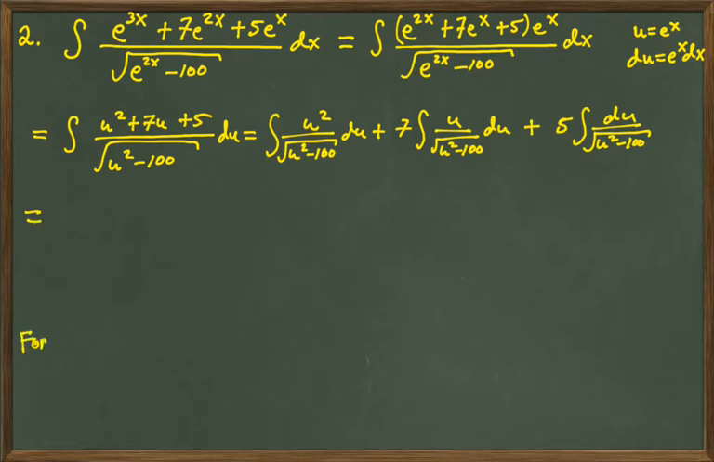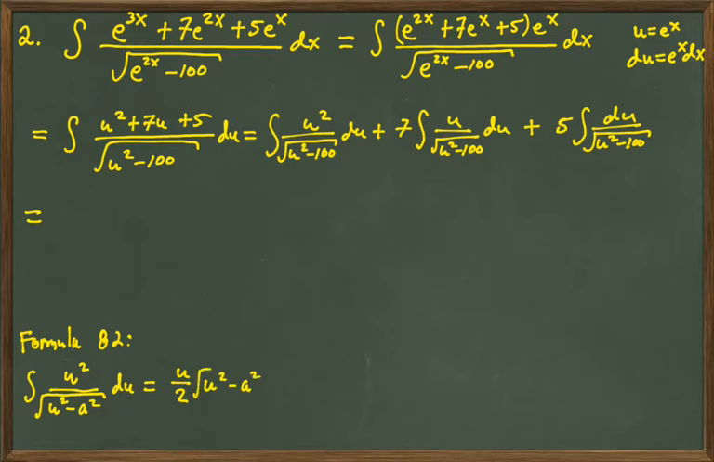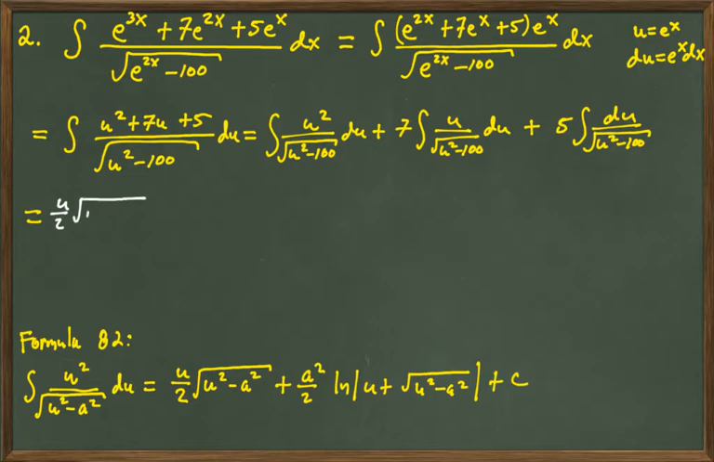One of the formulas I looked up is formula 82, which says the integral of u squared over the square root of u squared minus a squared is equal to u over 2 times the square root of u squared minus a squared, plus a squared over 2 natural log of the absolute value of u plus the square root of u squared minus a squared, plus c. So that's going to be u over 2 times the square root of u squared minus 100, plus 100 over 2 ln of the absolute value of u plus the square root of u squared minus 100. So that's the first integral.